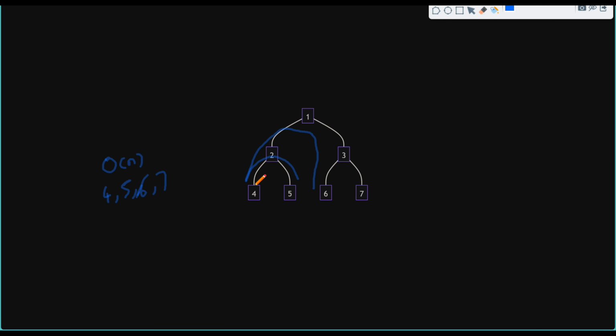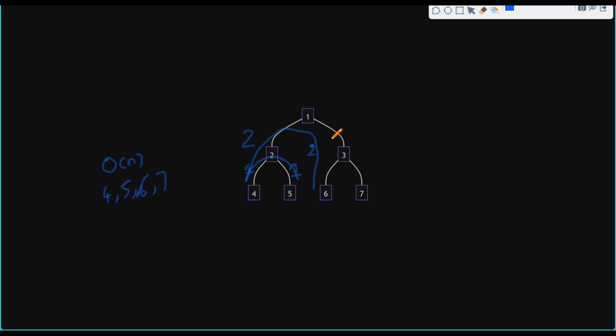For example, for 2 and 4, it will be 1 from the lowest common ancestor, and 2 and 5 will also be 1. So overall, the shortest distance will be 2. Similarly, for say 4 and 6, the distance will be 2 from here, and 2 between 1 and 6, right? So the shortest distance will be 4. This is how we calculate the shortest distance between two leaf nodes in the tree. And whenever we calculate the shortest distance, we check whether it is within the threshold. If it is, we increment the answer. Otherwise, we keep the answer the same.